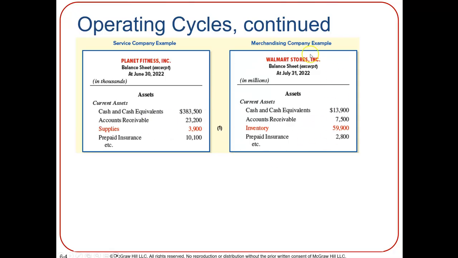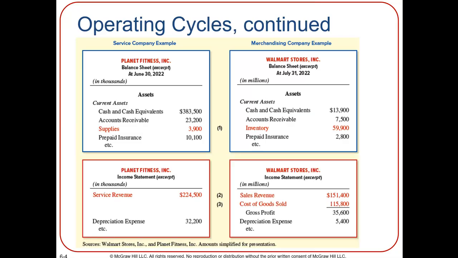But when we're over here on the merchandising company side, and they use Walmart as an example here, we've got inventory that is sitting on the shelf waiting for the customer to come in. And that is our primary business of bringing the product to the customer and reselling it for a profit. Okay? So there you've got your inventory sitting out there on the balance sheet.